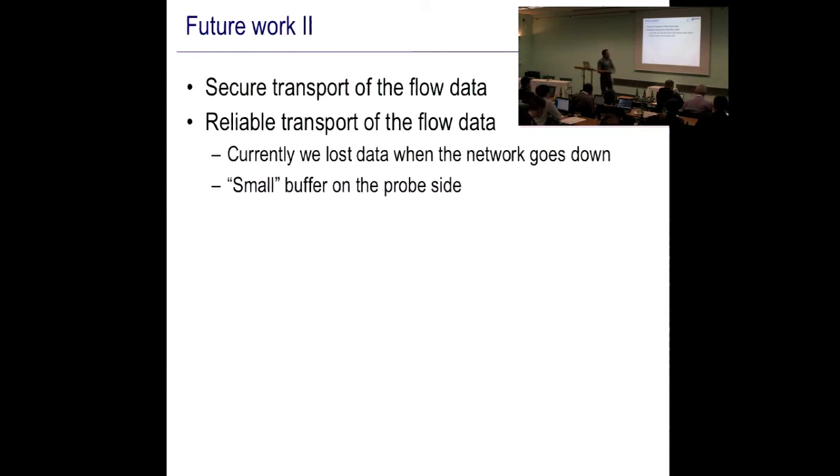The idea of this part is to make a small buffer next to the Flowmon probe, and if the link crashes, we store this data for a while. When the link is working again, we put this data into the collector, and we have this data for later analysis.